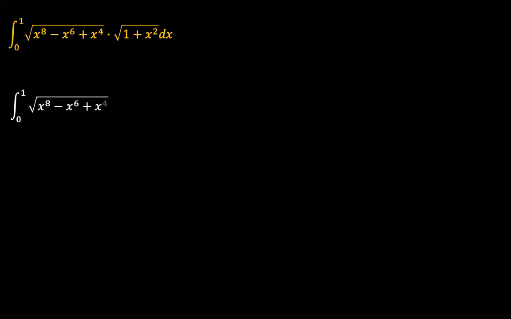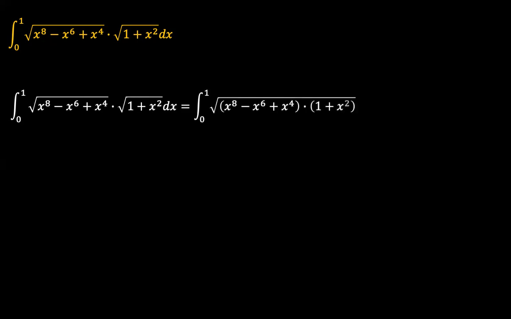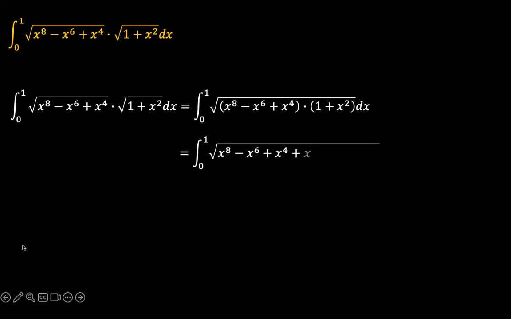So this problem is interesting. My simpler version of the solution is first, I would like to combine those square root signs so that we have one big square root sign. So I would just multiply x to the power 8 minus x to the power 6 plus x to the power 4 and 1 plus x squared under the square root sign. So what happens here is essentially this part here times 1.